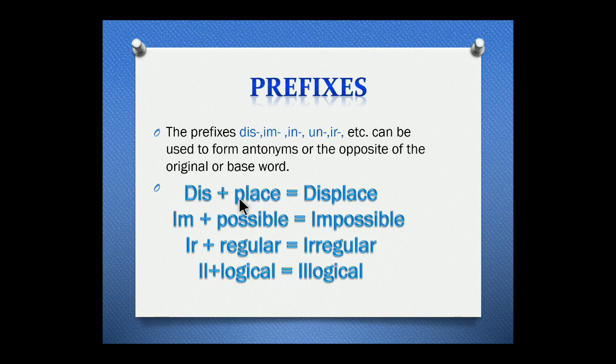There is this base word place. If I add dis to it, it becomes displace. This is the exact opposite of place. Then there is the base word possible, and if I add im to it, it becomes impossible. So possible is different and impossible is exactly the opposite of the word possible, right? Then regular, irregular, logical, illogical, right? If I give more examples, as I said, happy, unhappy, relevant, irrelevant, and then you can say graceful, disgraceful. So when you add these prefixes to these words, they turn into opposites. So this was about your prefixes.